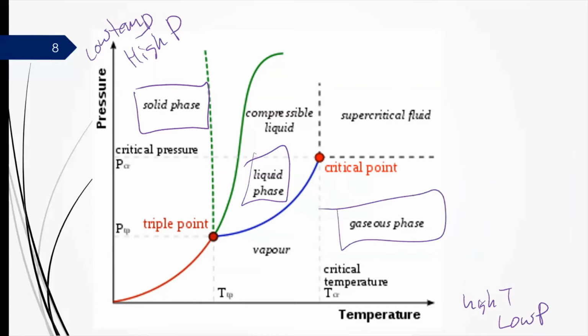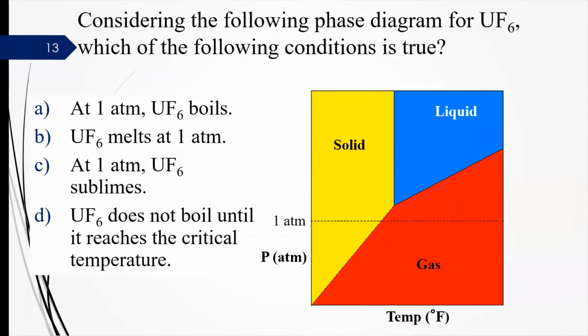So we just want to remember this in terms of our forces, so we can talk about things with higher intermolecular forces from their phase diagrams. Because if we look at our diagram, we know that at 1 atmosphere, our UF6 is transitioning from being a solid directly into a gas. So it's going to sublime.